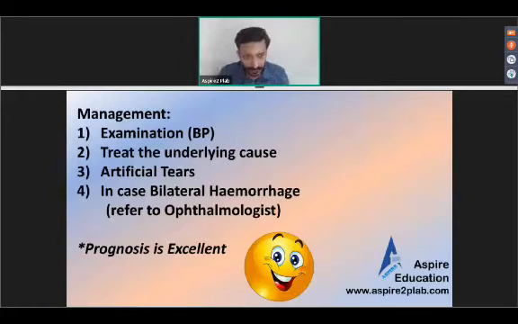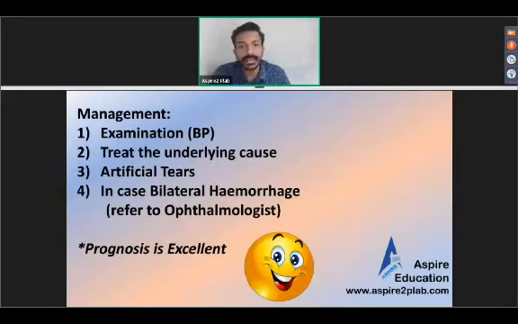So there is no need to refer to the ophthalmologist, but you can give this as a warning sign. If you see this kind of hemorrhage, this kind of redness in both eyes, please do come back to the hospital. If it is bilateral hemorrhage, we have to refer the patient to the ophthalmologist. But if it is unilateral, we can just tell the patient about these things and it will be fine. And if the patient gives any history of an underlying cause, then definitely you have to treat it. Prognosis is really good in subconjunctival hemorrhage.